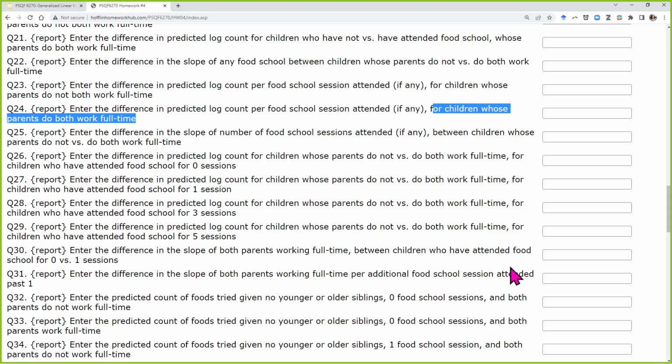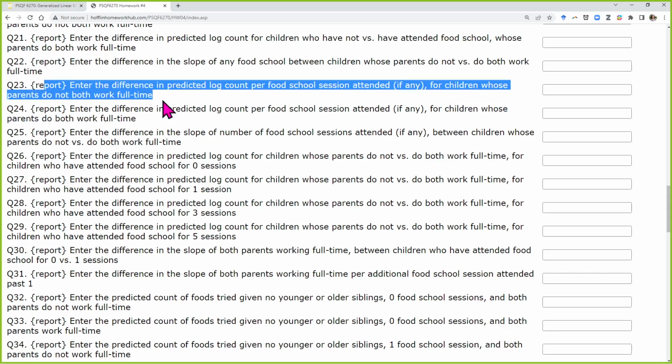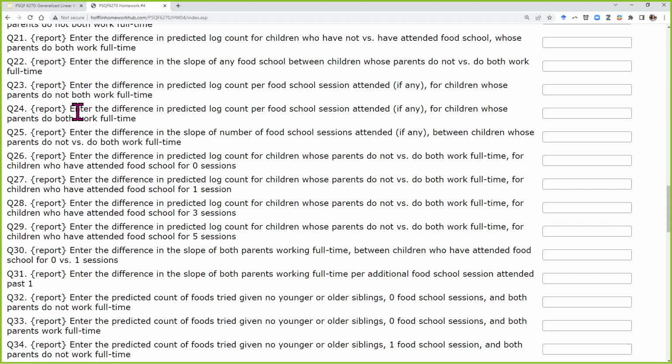These 2 questions, I need to calculate. Yeah, we need to find out the difference of y hat. I wouldn't go for it as y hat. I would go for it as what is the slope that describes the change in log count per additional food school session attended. That's what I'm asking for, the slope. And it's the slope for a particular kind of child whose parents don't work full-time as the moderator versus do.